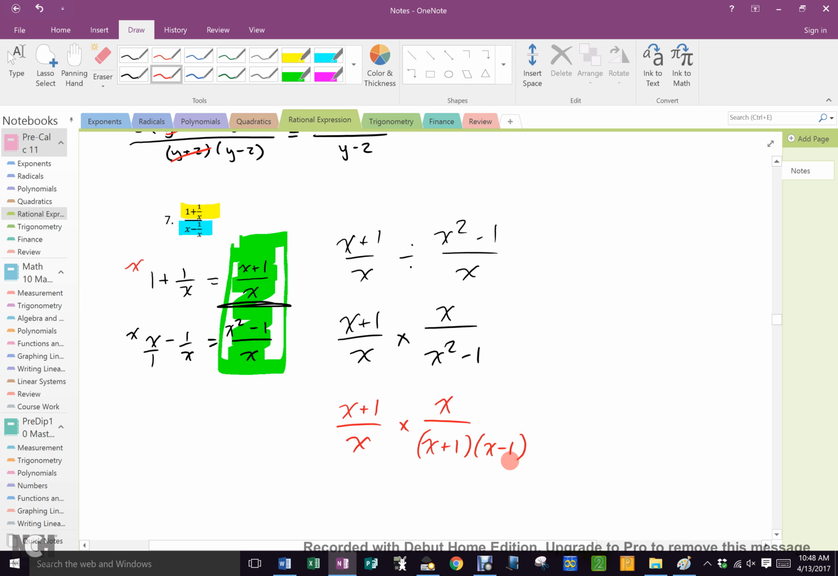Now what? Now, Joel. Cancel. Where? The x's and the x plus 1. Leaving me with 1 over x minus 1. Everybody cool? Do I have non-permissible values? Yes, x cannot be 0 because that gives me 0 fractions everywhere. And what else can't x be? Plus or minus 1, because right there I'd have a 0.